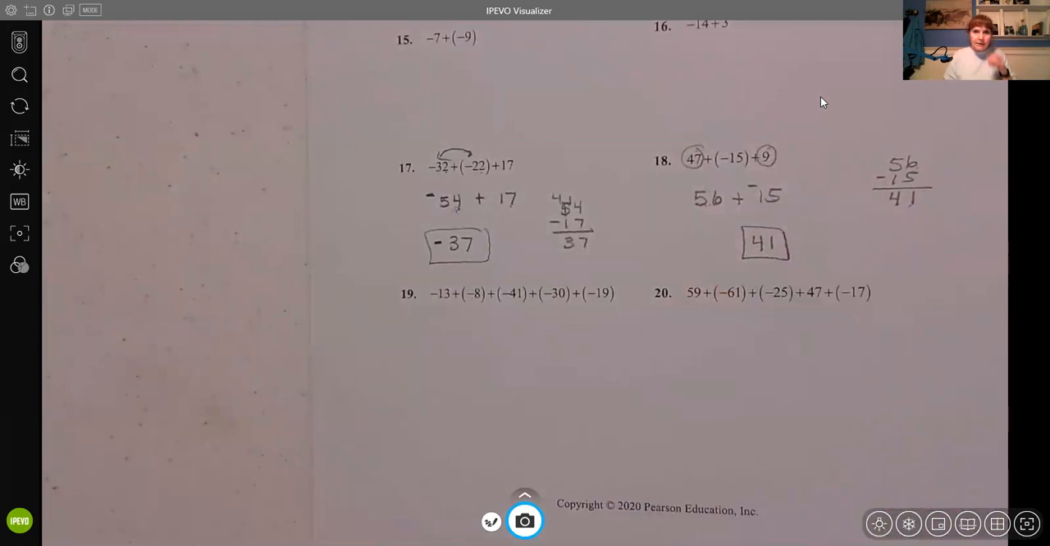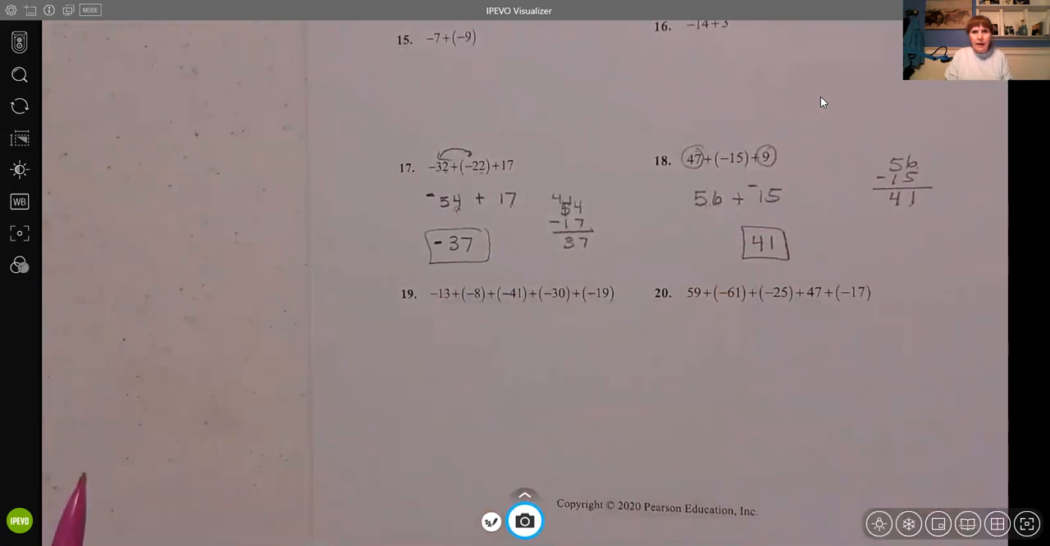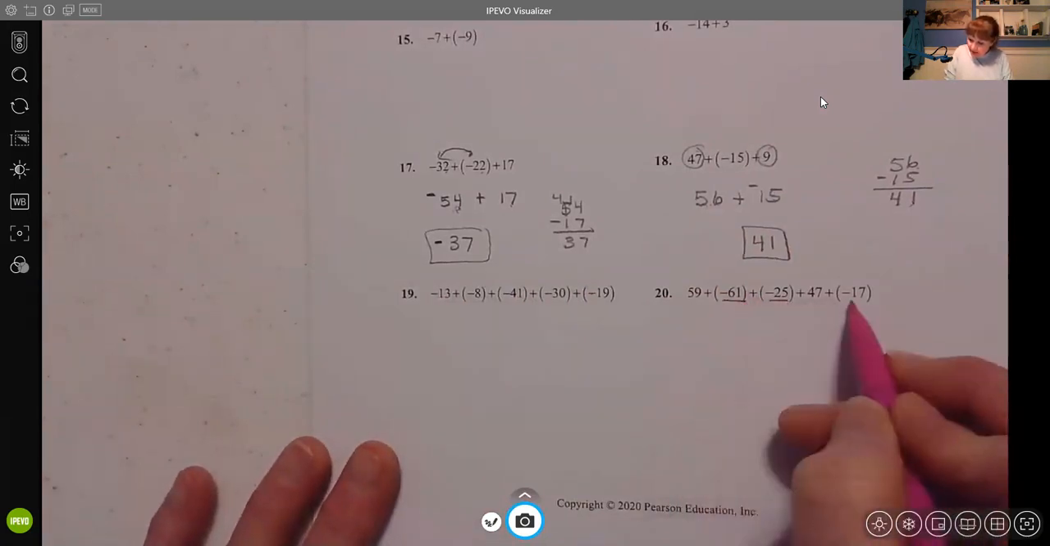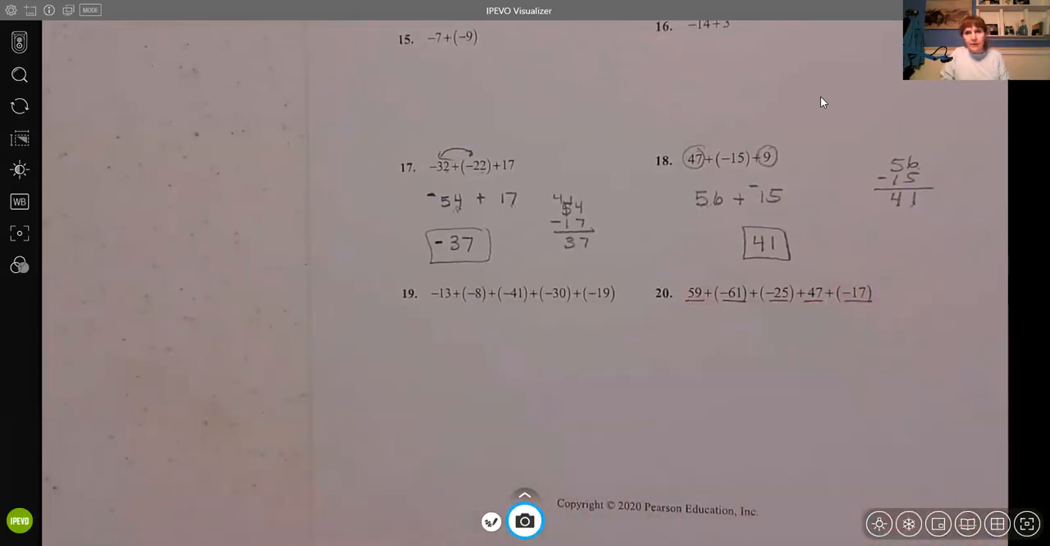Okay. And then like on number 19, they're all negatives. And so you would just add them all together and you would come up with how many negatives you've got. On number 20, you've got these negatives, add them all together. And then you've got these positives and add those two together and then see what you've got left. And it looks to me that you'll have probably more negatives than you will positives, but it might be kind of close.